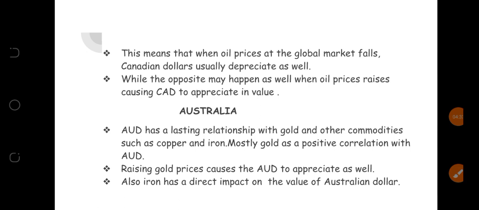Australia itself produces a lot of gold for the global market. So we can conclude that rising gold prices cause the Australian dollar to appreciate as well. Also, iron has a direct impact on the value of the Australian dollar. So we are going to demonstrate this on our charts.